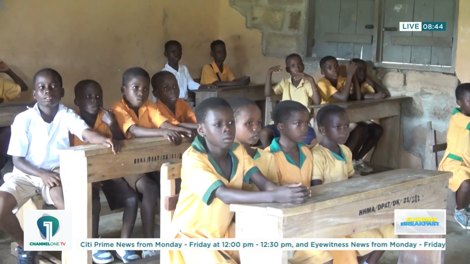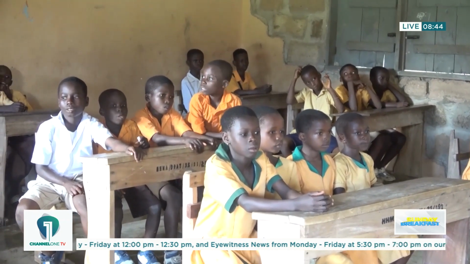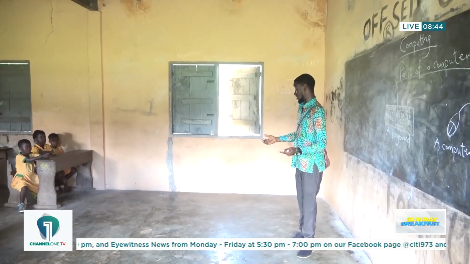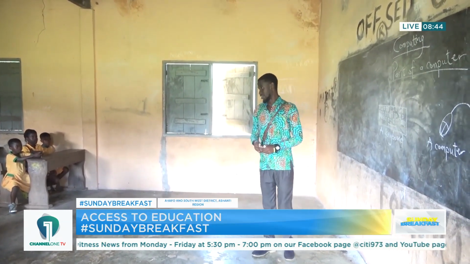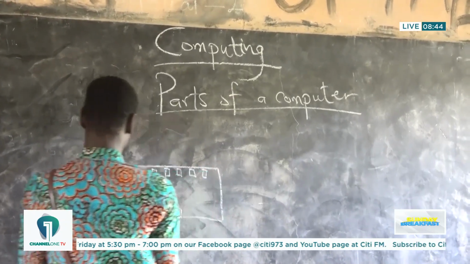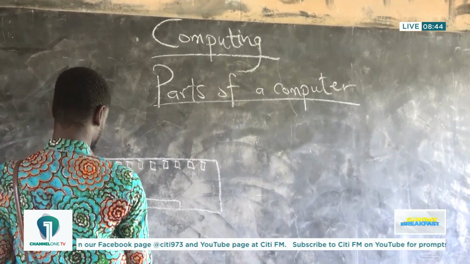In the rural community of Alavanyo Aggor, in the Hoho municipality of the Volta region, teachers face a daunting task teaching information and communication technology without essential tools like computers. Isaac Akroma, the ICT teacher at the Alavanyo Aggor basic schools, demonstrates his teaching methods under these conditions.